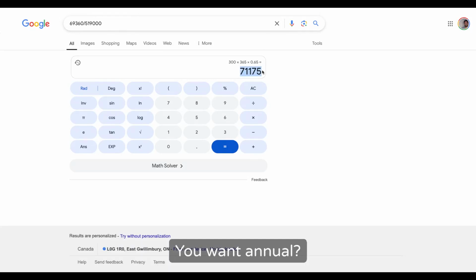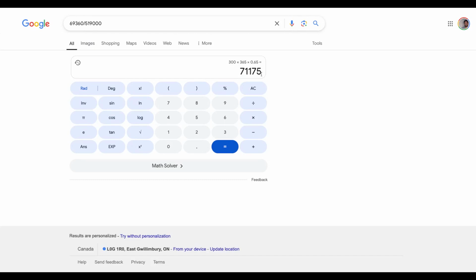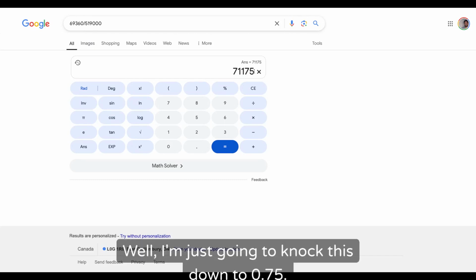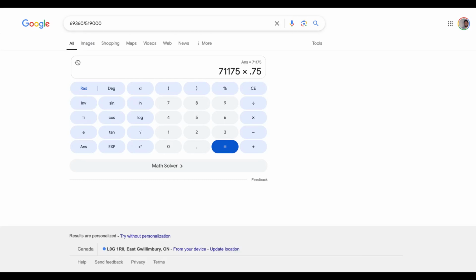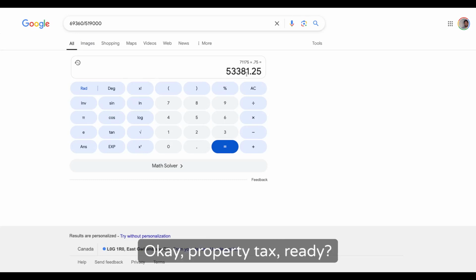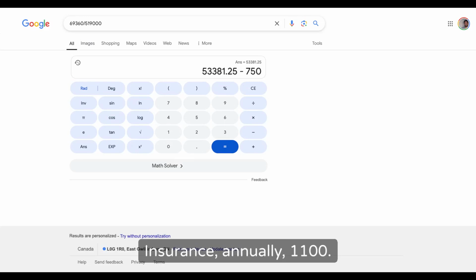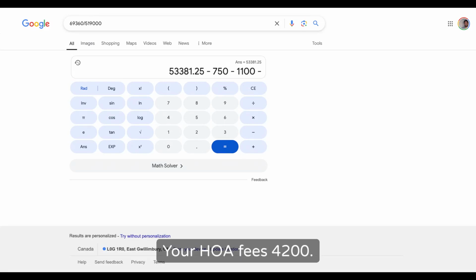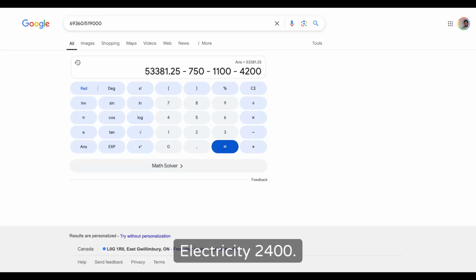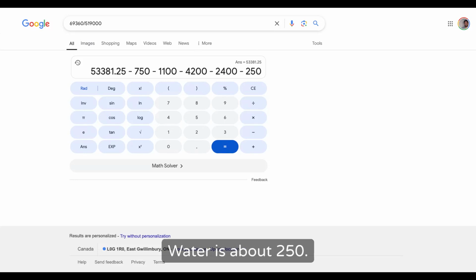Annually? You want annual? Well, I'm just going to knock this down to 0.75. Perfect. Okay. Property tax, annual $750. Insurance annually $1,100. Your HOA fees $4,200. Electricity $2,400. Water's about $250. That's it.